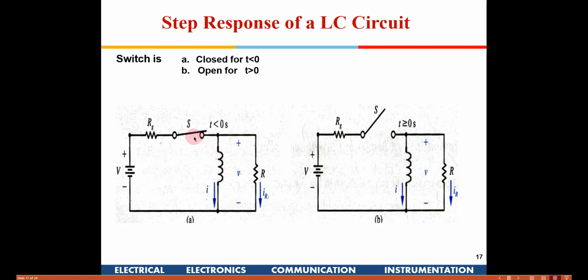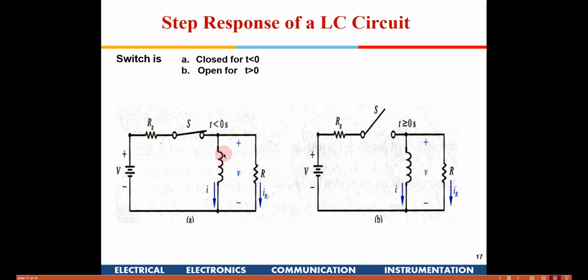So before t is equal to 0, what would be the current in this inductor? Anybody? You can make a wild guess. Vansh, any idea? Anybody? Sarvesh, Shriyansh, Vaibhav. What would be the current in this inductor? V by Rg. Yeah, V by Rg.